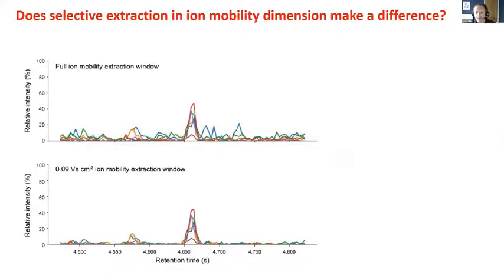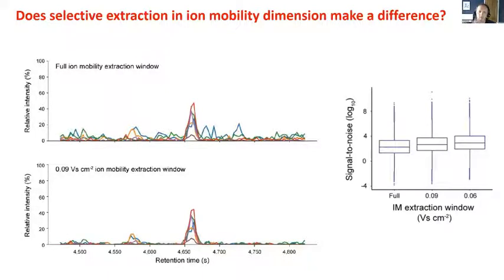And we can also ask the question whether this selective extraction in the ion mobility space actually helps to clean up the signals. So here's an example of a peptide where we can see the MS2 fragment ion chromatograms. In the upper panel, this is the signal if we don't restrict the signal extraction in the ion mobility space in the open swath analysis. And the lower one is if we do restrict the extraction in the ion mobility space. And you can see that this seems to make quite a difference.